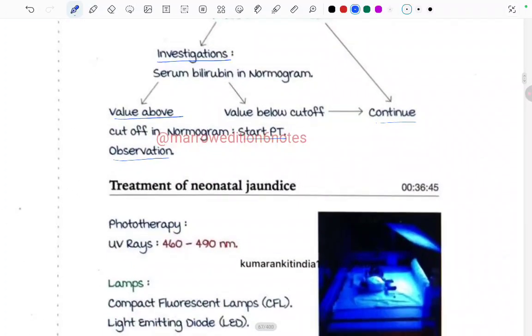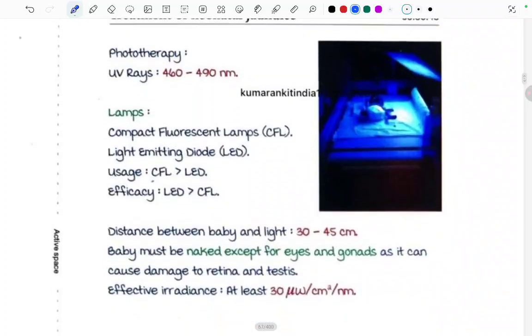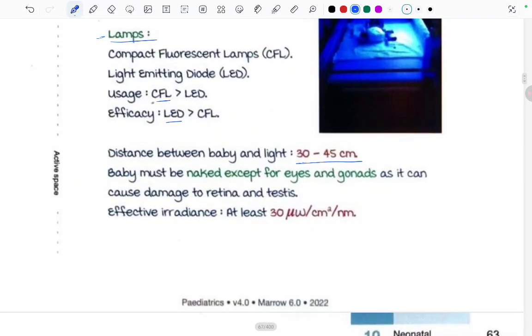Okay. Now coming to the treatment of neonatal jaundice. In phototherapy, light of 460 to 490 nanometers is given. There are certain lamps, that is compact fluorescent lamps, CFL, and LED, light emitting diodes. CFLs are more commonly used, but the efficacy of LED is more. The distance between the baby and the light should be 30 to 45 centimeters. The baby must be naked except for the eyes and the gonads, as light can cause damage to the retina and testis. Effective irradiance should be at least 30 microwatt per centimeter square per nanometer.